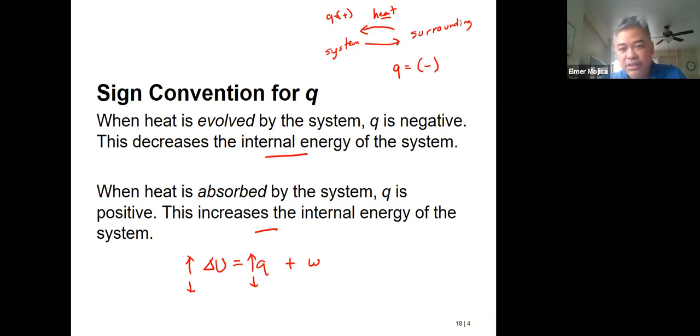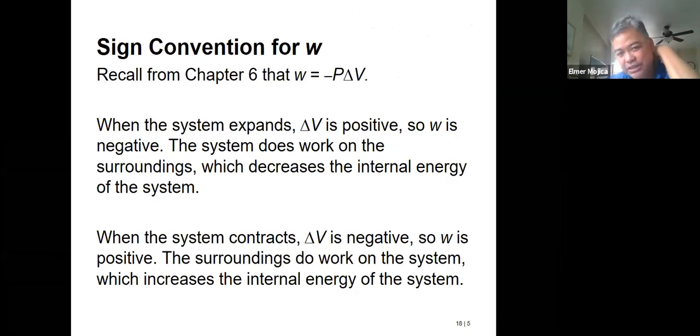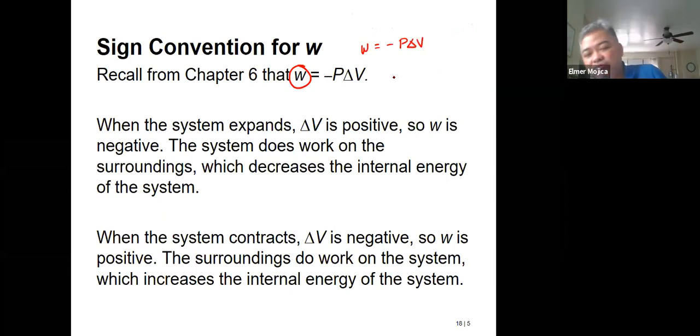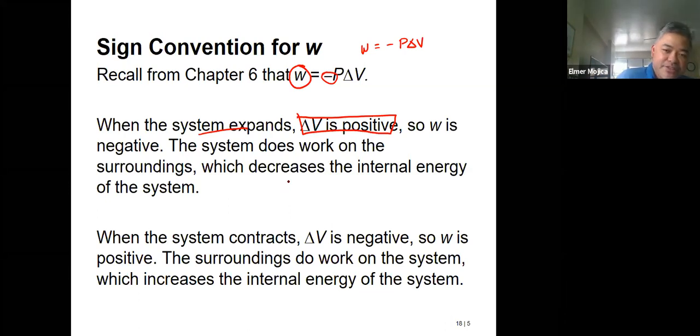Okay? Now, as I've told you, that's it. Now, where do we get the work? Work has something to do here with gases. So work is just the negative of pressure times the change in volume. When the system expands, what does it mean? You have a positive delta V. And if you have a positive delta V and multiply it with the negative, your W is negative.